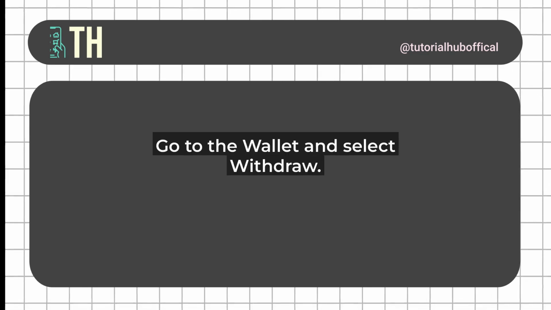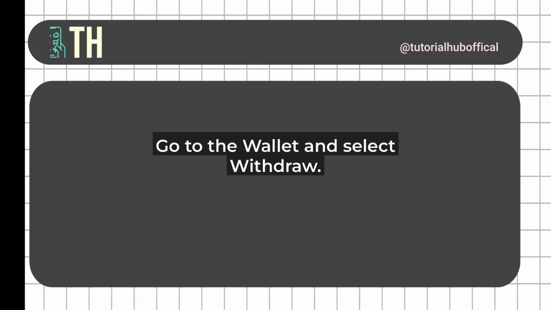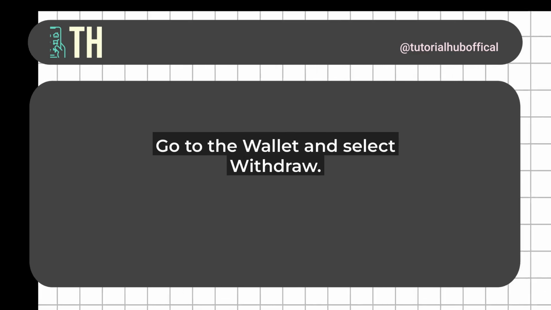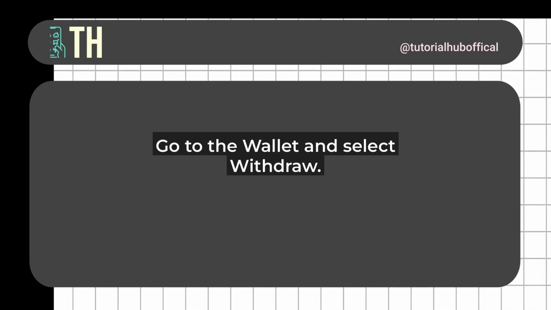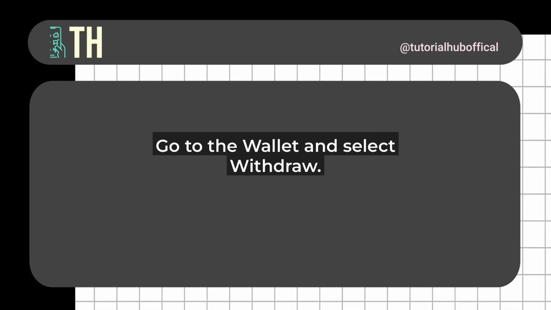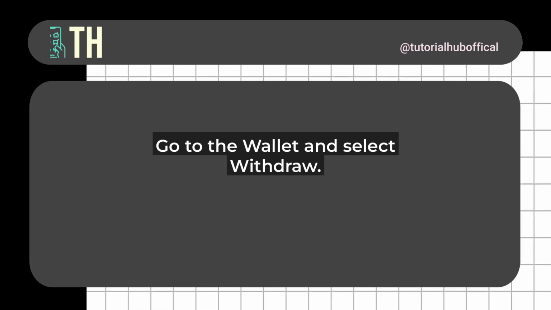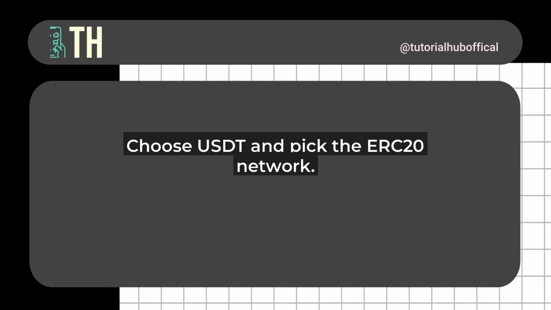Let's jump right in. First things first, make sure you have accounts set up on both Binance and Coinbase, and that you have some USDT in your Binance wallet. If you don't, deposit it first or buy it directly on Binance. Now, log into your Binance account and head to the Wallet section. From there, select Withdraw. This is where the magic happens.